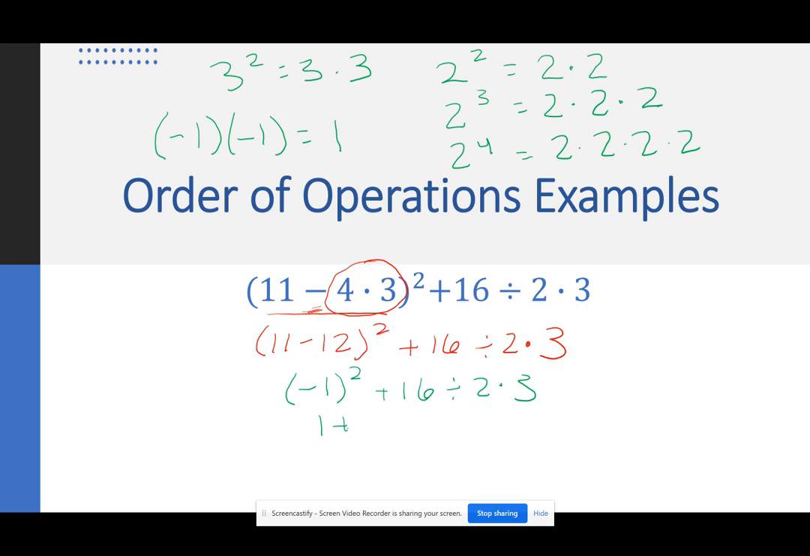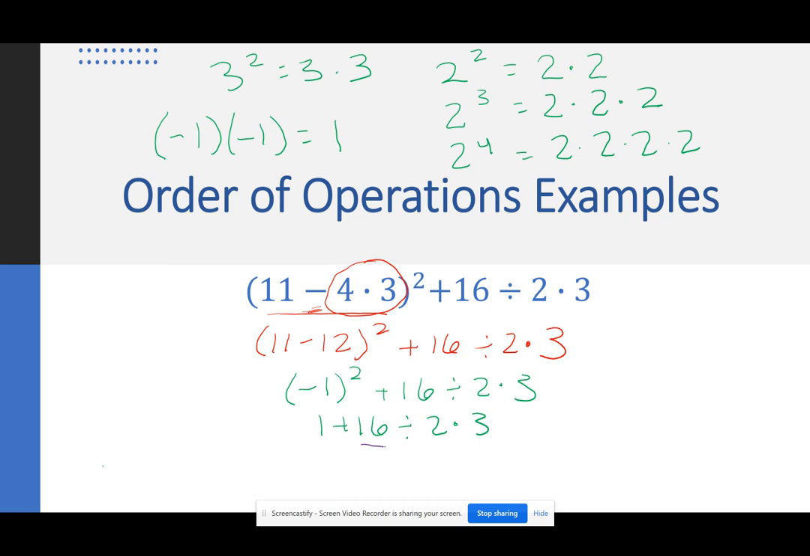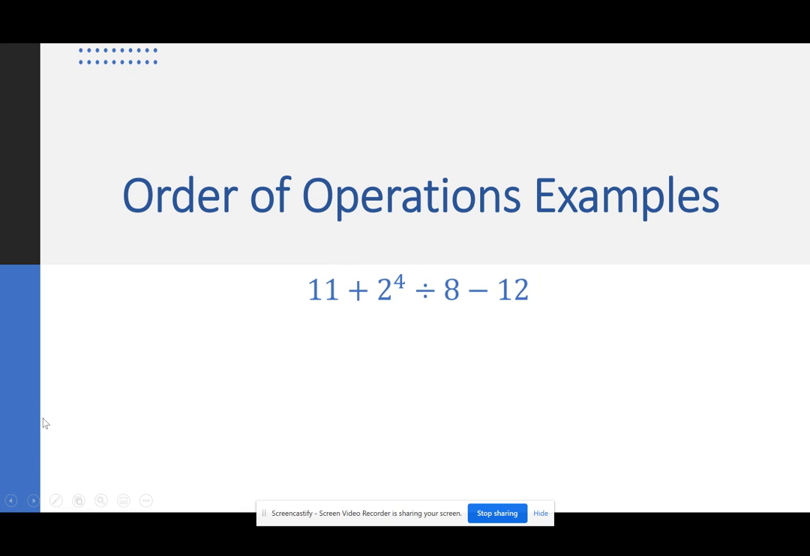So now we have 1 plus 16 divided by 2 times 3. Now we're up to multiplication and division from left to right. So we're going to start with this 16 divided by 2. So we have 1 plus 8 times 3. Now we're going to do that multiplication. So we have 8 times 3 is 24. So I'm going to write it up here. So 1 plus 24. And then our final step, just add them together, you get 25. So it looks like a lot of work, but we're just going through each step of PEMDAS.